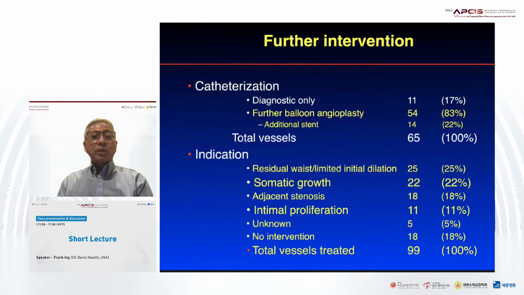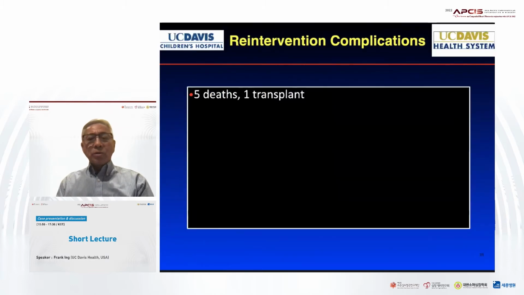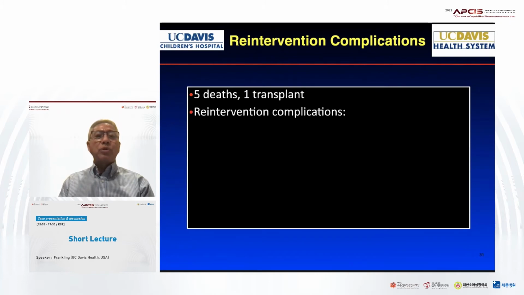Again, I want to point out some of the indications here. Residual stenosis or initial limited dilation was about 25% of these patients. Somatic growth was another 22%. 18% represented adjacent stenosis, and a smaller amount, 11%, was due to intimal proliferation. So that gives us the gamut of reasons why reintervention is required. Of course, there are some complications, and there were 5 deaths, and 1 was transplanted.